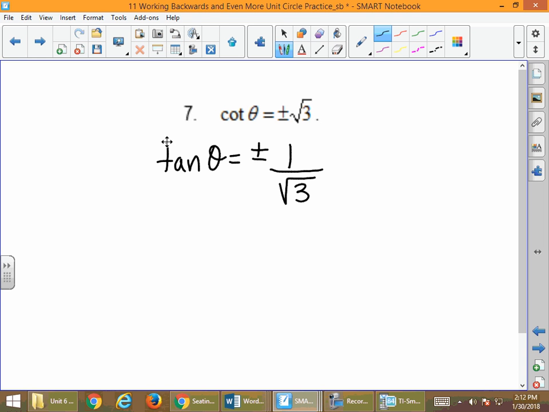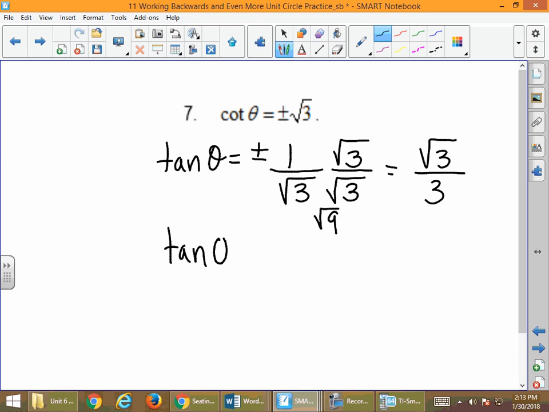And I need to convert it into a format that I'm used to, so I have to rationalize here. Some of you just straight memorize this and you don't need to go through this process. But we end up with radical 3 over 3, because square root of 3 times square root of 3 is square root of 9, and square root of 9 is 3. So ultimately what we're looking at here is that the tangent of theta is plus or minus the square root of 3 over 3.